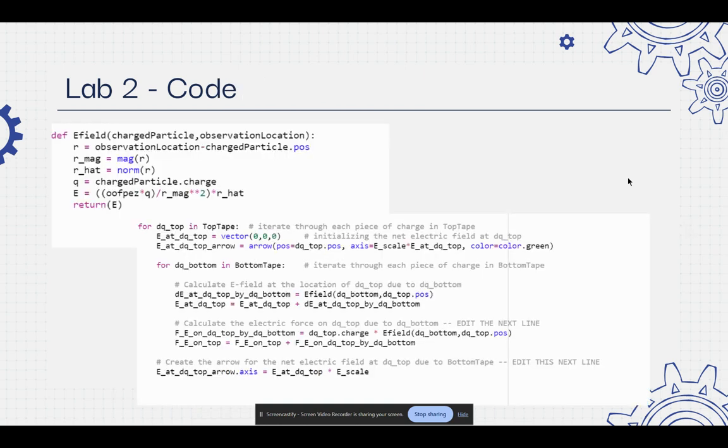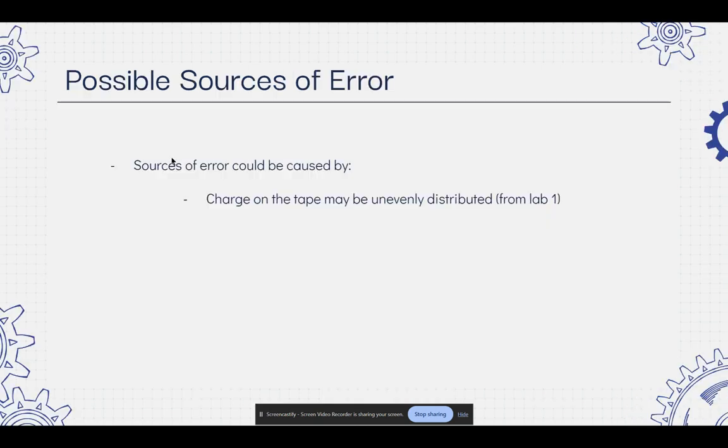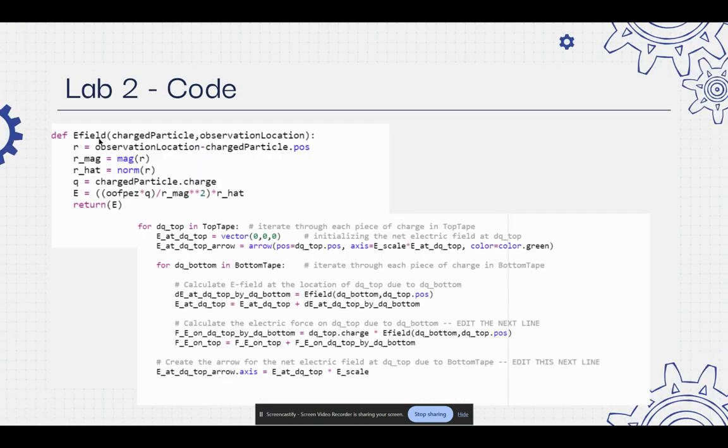And here is the code. The top part is where we define how we found the electric field of the particle relative to the observation location. And the second part was to basically utilize the equation to find the charge of each single one of those particles on the top tape.